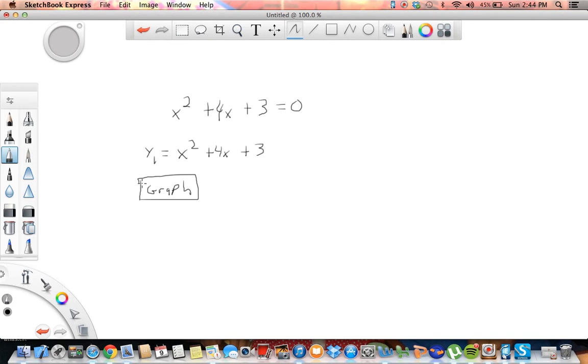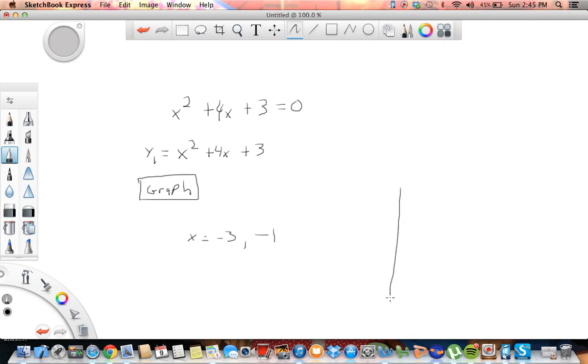Now I hit graph, and then I'm simply going to look at the graph and see where it crosses the x-axis, which again is the horizontal one, the one that's running from left to right. And I'm looking to see exactly what numbers it crosses at, and it looks like one of my zeros will be negative 3, and the other will be negative 1. Again, I'm just looking for exactly where it crosses that x-axis.